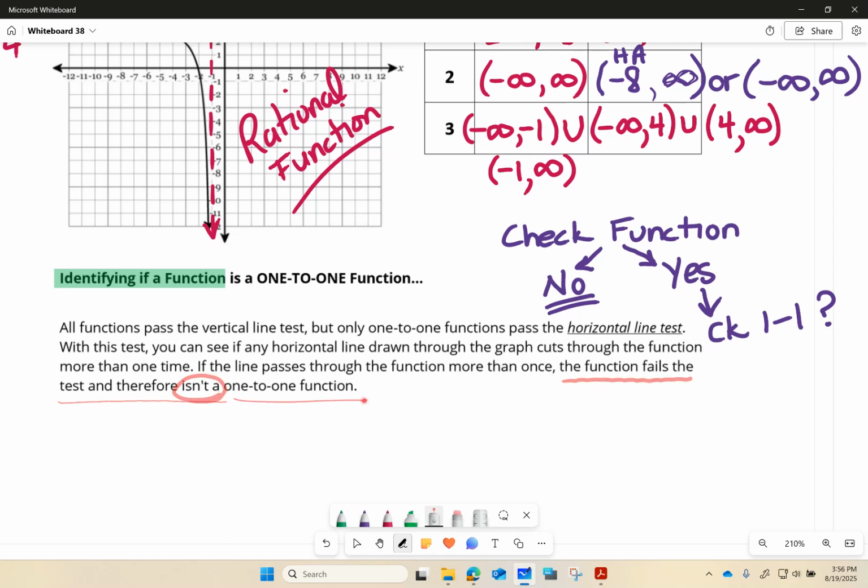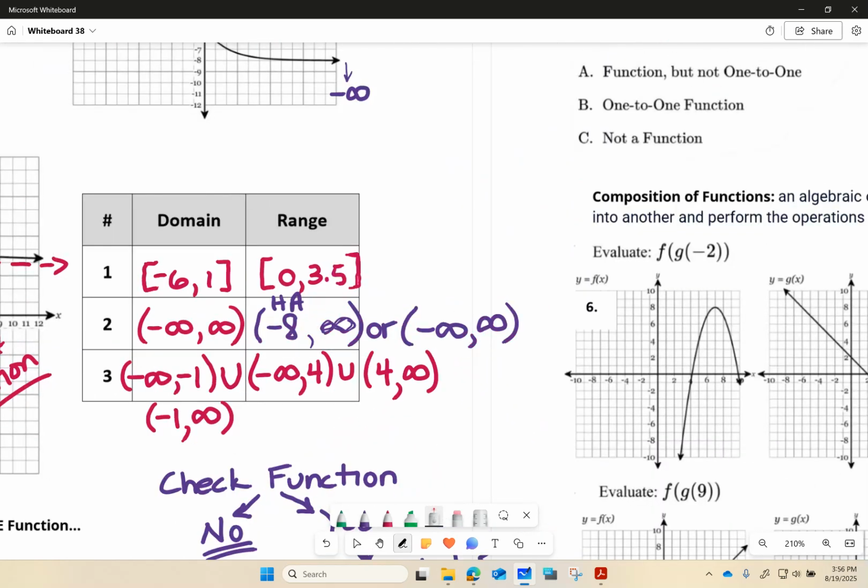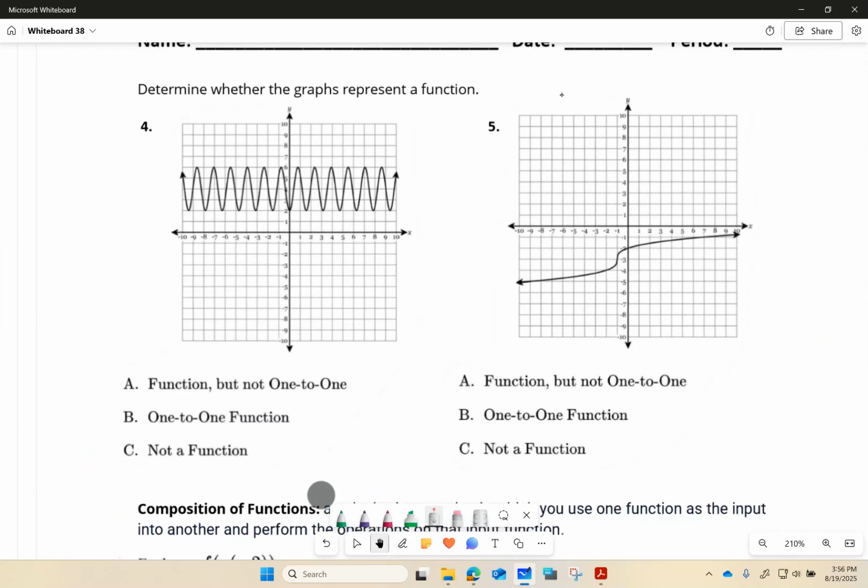So if you end up with a function, I want you to do the horizontal line test. And if it touches more than once, you're going to tell me it failed and it is not one-to-one. If it touches one time using the horizontal line test, then you will say yes, it is one-to-one. So let's practice that knowledge, or apply it, I should say.